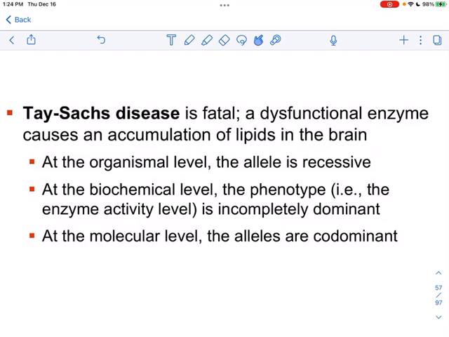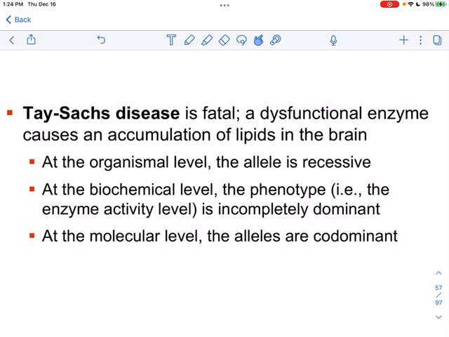So at the organismal level, this allele is said to be recessive because it requires two of them. So a person has to be homozygous recessive in order to display or show Tay-Sachs disease. If they are heterozygous, they do not show the symptoms of Tay-Sachs disease. So at the organismal level, the allele is recessive, so it follows what we would call complete dominance.